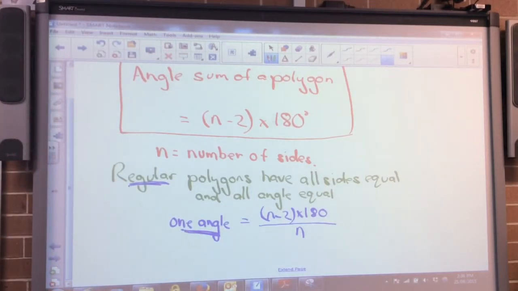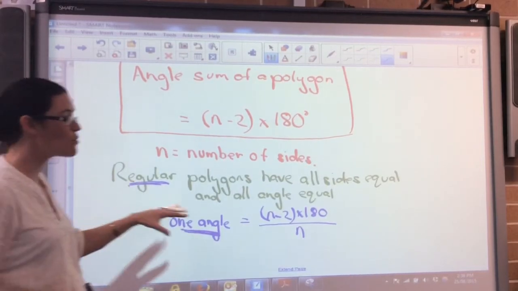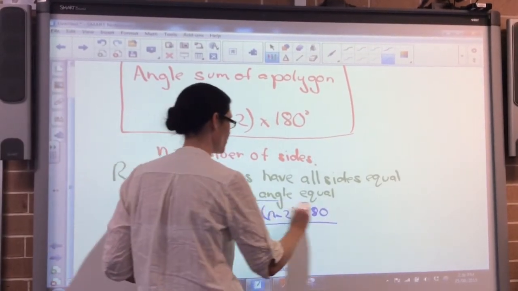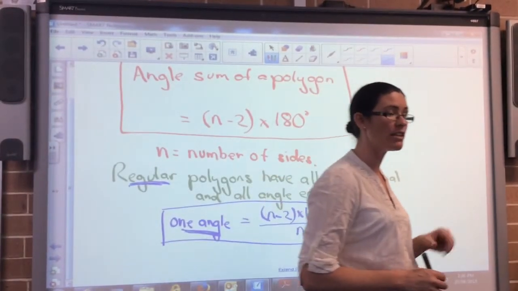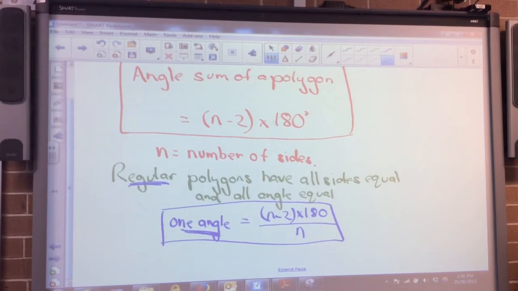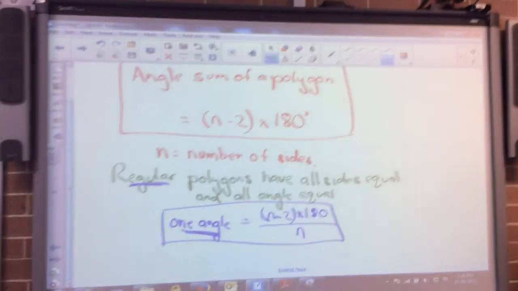If it's not regular, all the angles are different. We don't know what they are. It's only if they're all the same that we can use this special rule. An isosceles triangle is not a regular triangle. Isosceles is not regular because it only has 2 the same, but an equilateral has all 3 the same. Alright, let's pause the video there.